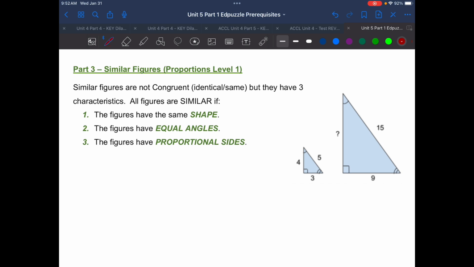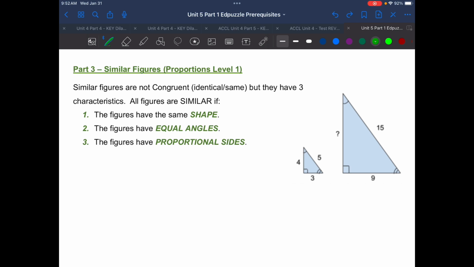All right, the third idea in this video is going to take your proportions to the next level. It's going to talk about similar figures, okay? Similar figures are not the same figures. If they were the same, we would say they're congruent. But since they're not exactly identical, we're going to call them similar if they have 3 characteristics.